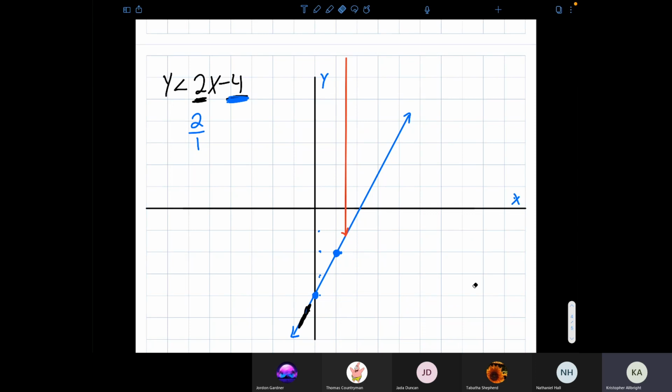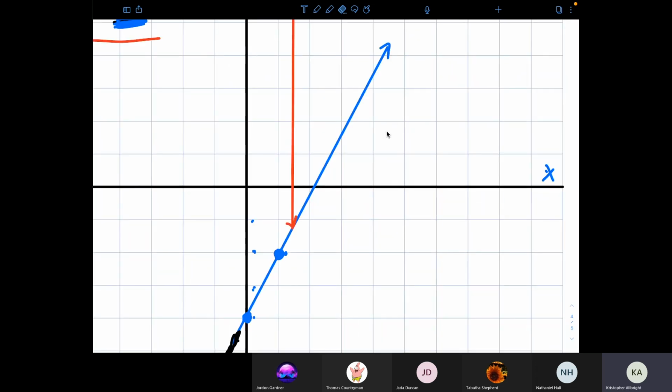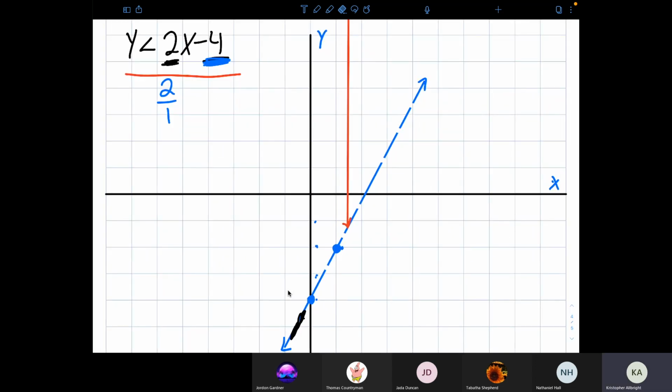So for your homework, what it asks you to do is take something like this and then shade it properly and draw the correct line and all that kind of stuff. What it gives you options for are dashed lines, which we actually do use in this case. With just the less than, we use a dashed line.